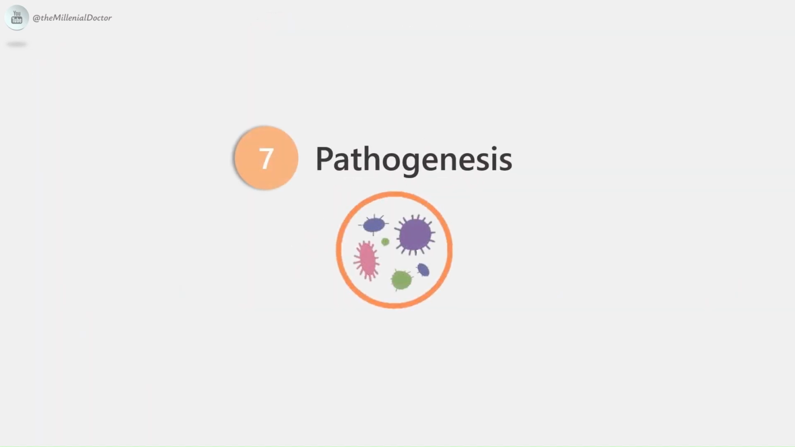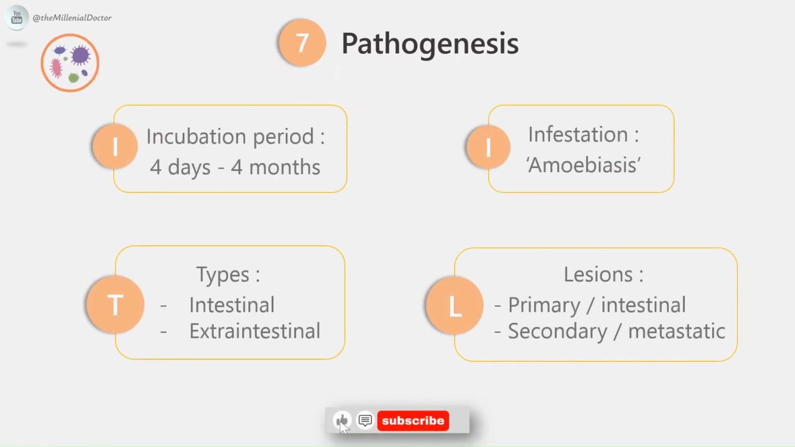Next is the pathogenesis. The incubation period is highly variable. On an average, it ranges from 4 days to 4 months. Infestation by Entamoeba histolytica is called amoebiasis. It is of two types, intestinal and extraintestinal amoebiasis. Amoebiasis can present in different forms and degree of severity depending on the organ affected and the extent of damage caused. Two types of lesions are produced.